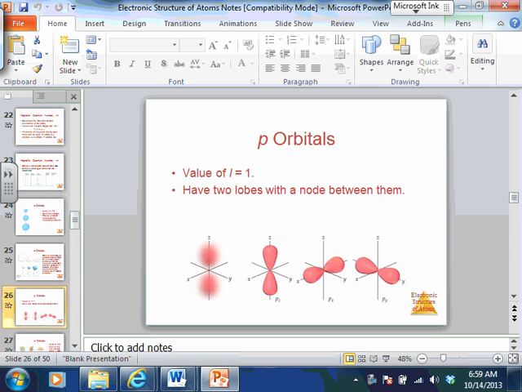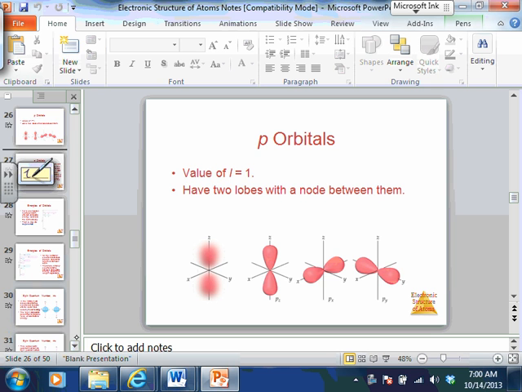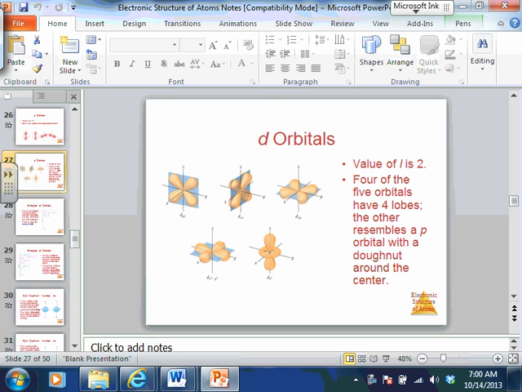The p orbitals kind of look like dumbbell shapes. The s orbitals are spherical, as you saw. Let me just look at this. There we go. The d orbitals, they usually have 4 lobes, except for the one d orbital here that looks like a p, but then it's got a donut kind of around the middle of it. The f orbitals are a little too complicated for us to really worry about as far as their shape.